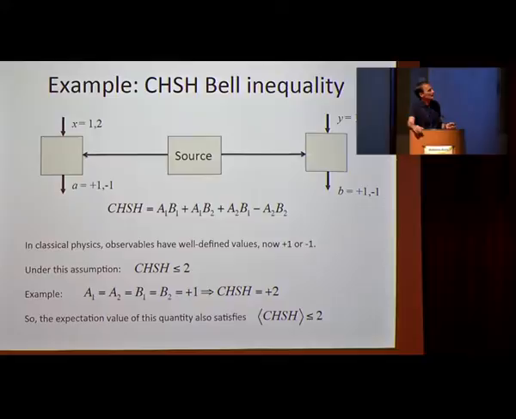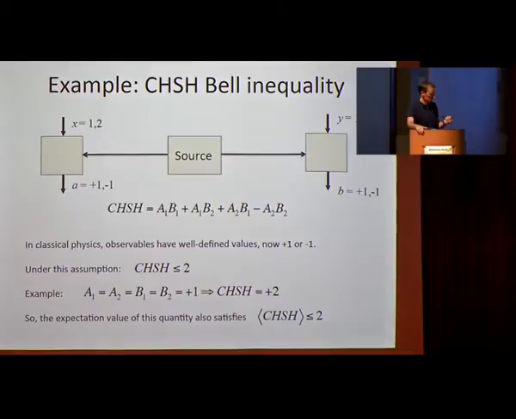It's just simple mathematics. So for instance, if you impose that A1 is equal to A2 is equal to B1 is equal to B2 is equal to plus one, this is equal to plus one, plus one, plus one, minus one, this gives two. So in our classical way of understanding correlations, where everything was prepared at the source, the value of this quantity has to be at most two.